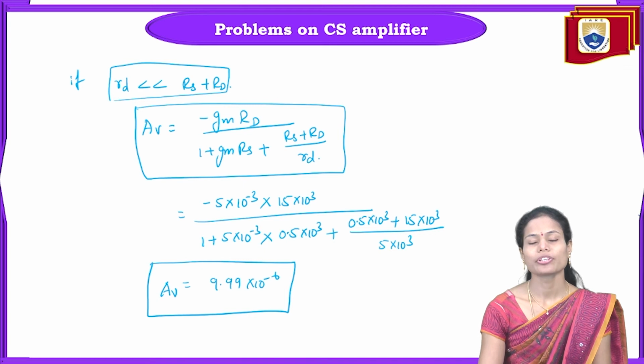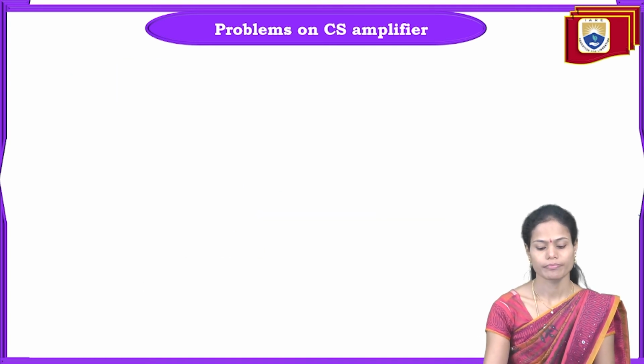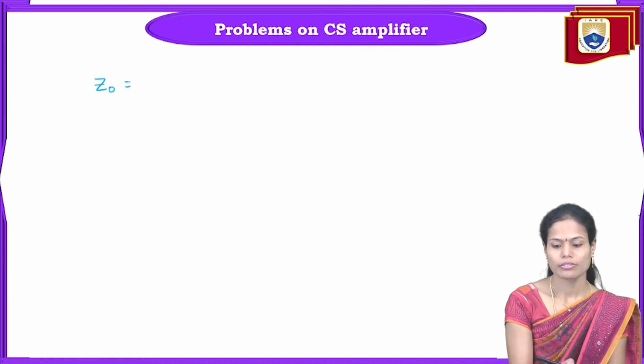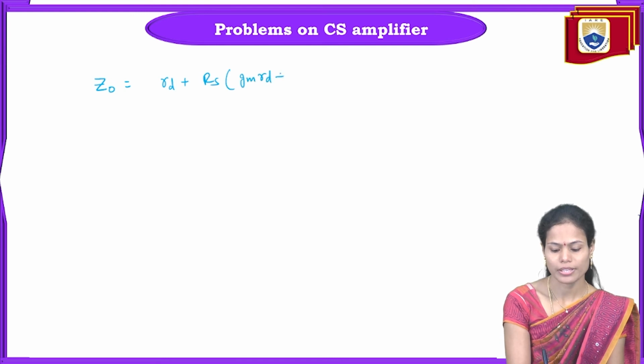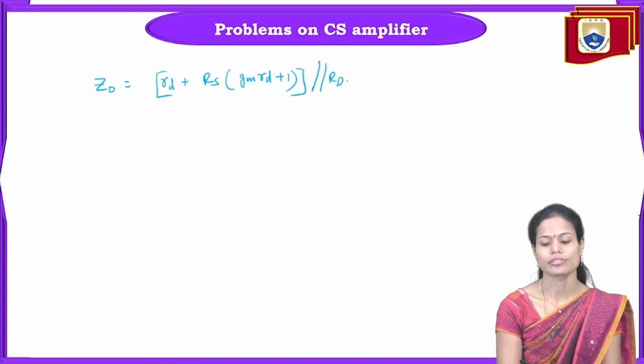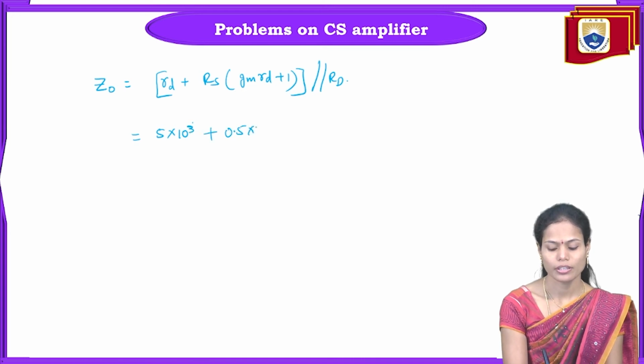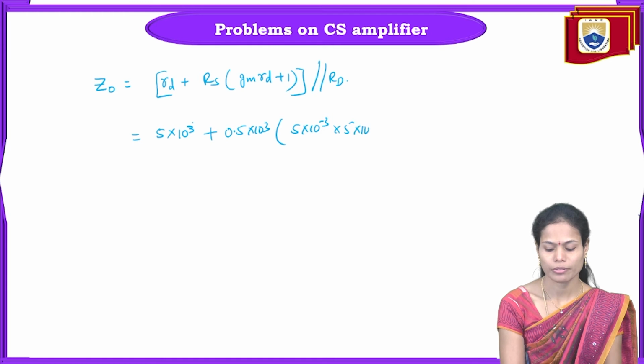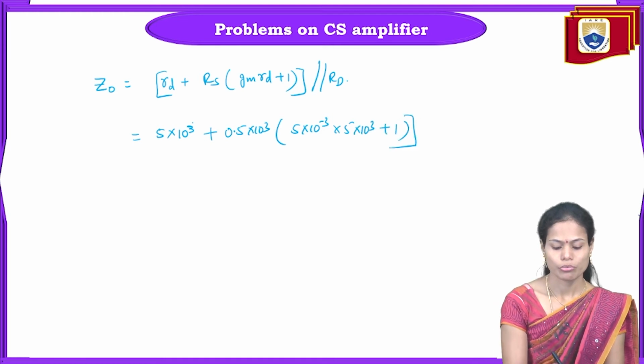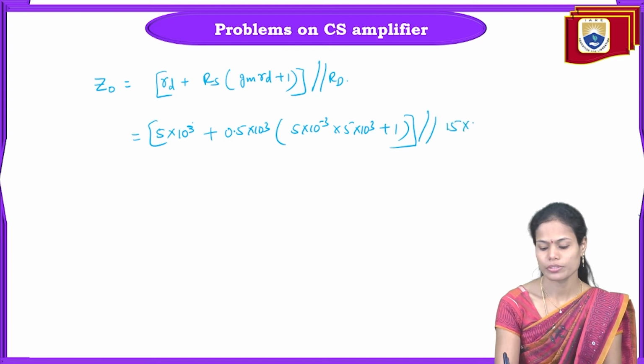And next parameter we need to calculate here is output impedance, that is Z0. The formula for output impedance Z0 is small rd plus source resistance times (gm rd plus 1), and this overall in parallel with RD resistance. So if we substitute these values, rd is 5 kilo ohms, 5 into 10 power 3, and the source resistance is 0.5 kilo ohms, and gm is 5 millisiemens, and rd is 5 into 10 power 3, plus 1. This overall in parallel with 15 kilo ohms.